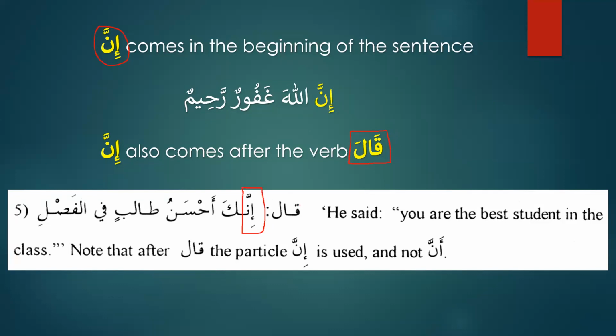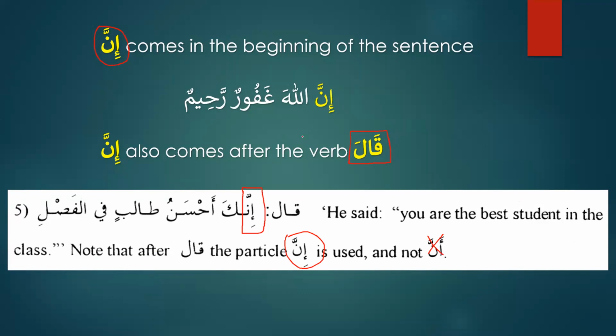You can take it as an exception, because in the previous slide we learned that after the verb we use anna, but now we can see that after qala we have to use inna. For example, qala innaka ahsanu talibin fil fasli. He said you are the best student in the class. So after qala, the particle inna is used and not anna. That is very, very important. So about inna, we need to remember two things.